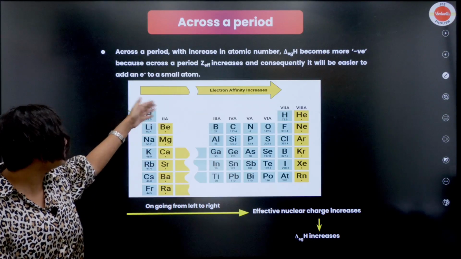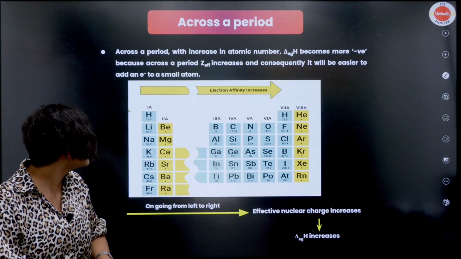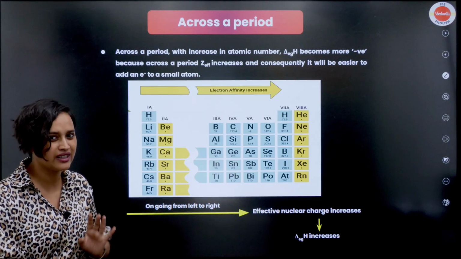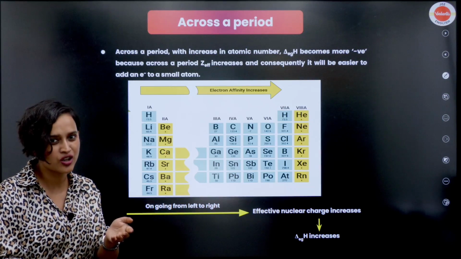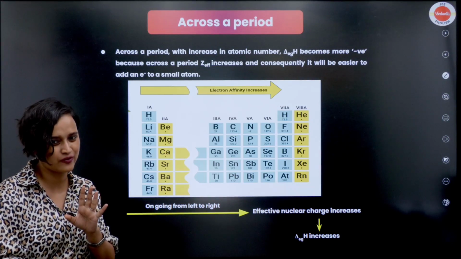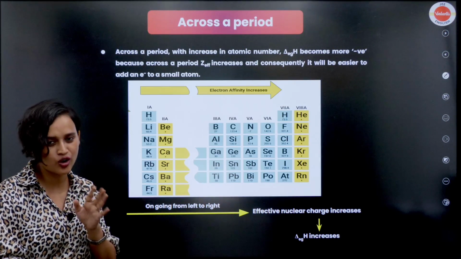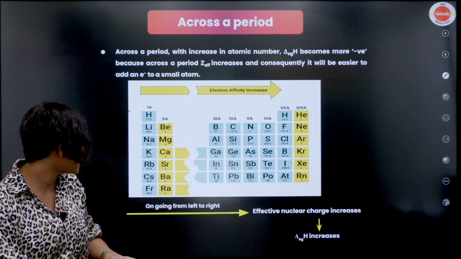And it will be easier to add an electron to a small atom, right? Do you think that? Theoretically we say that it will be easier to add an electron to a small atom, but actually that's not the case. If you look at fluorine, you will see that fluorine does not want to take an electron. Really, fluorine just does not want to take an electron.